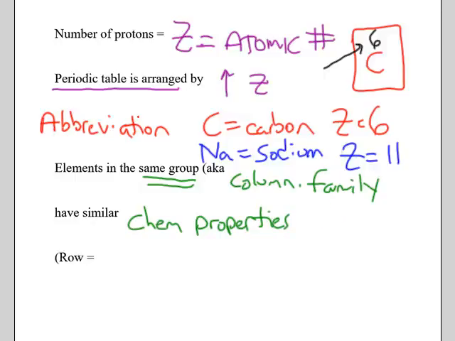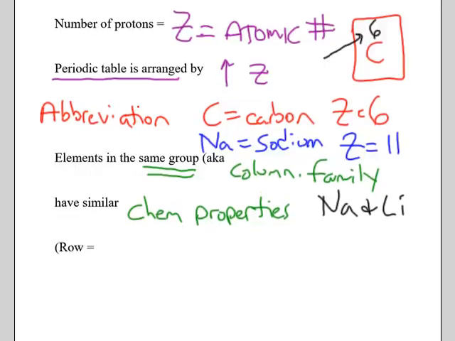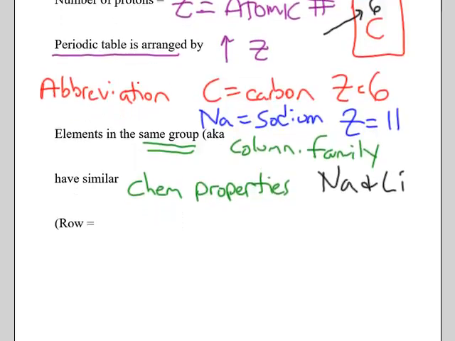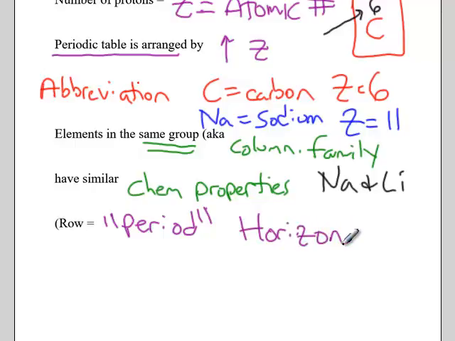So for example, sodium and lithium are both found in the first column of the periodic table, and they react with similar substances. A row is called a period, and just remember that rows are always the horizontal on the periodic table.